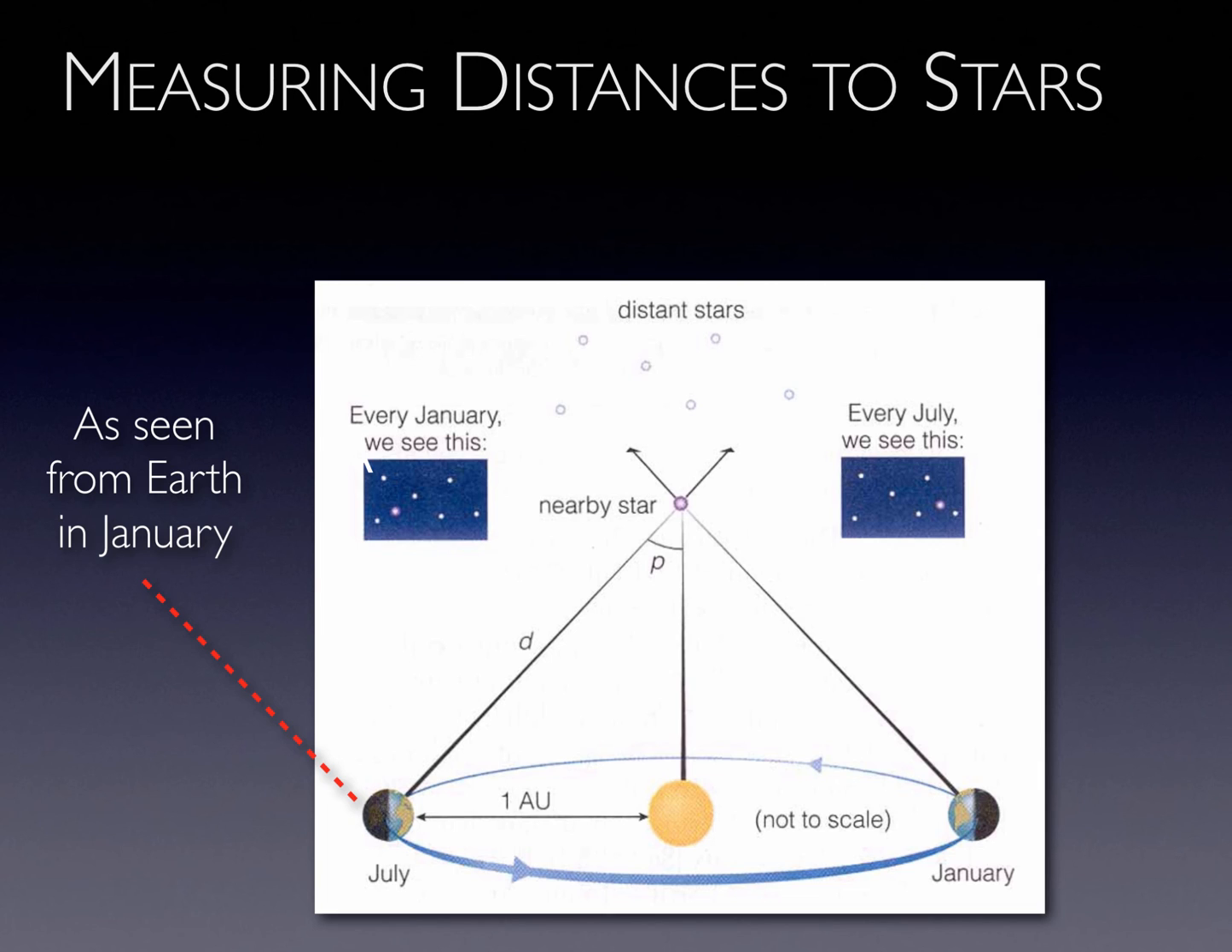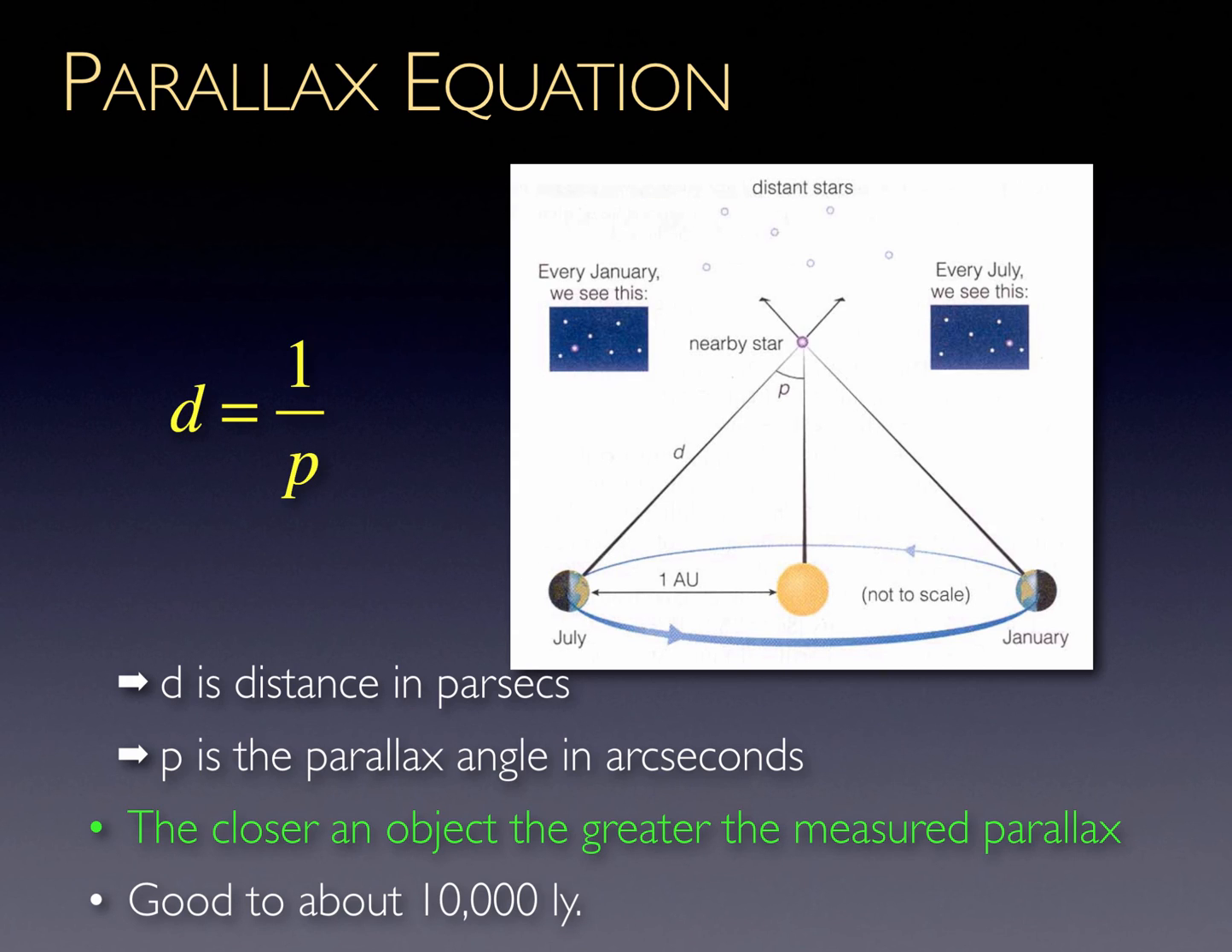The angular position of the foreground star is measured in January and then compared with the angular position in July. The difference in angular position is called the angular displacement. Half the angular displacement is the parallax angle. This is P in the illustration. To calculate the distance, one takes 1 and divides by the parallax angle, where the angle is in arcseconds. The distance will be in parsecs. That is, a star with a parallax angle of 1 arcsecond is 1 parsec away.